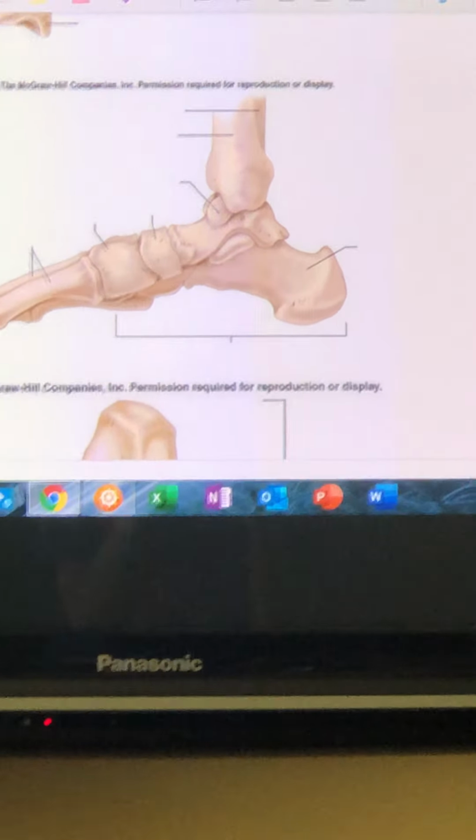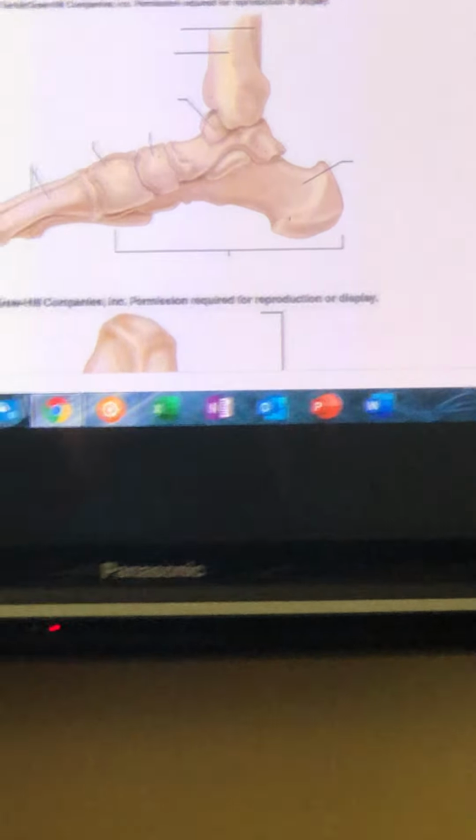Then here's another picture of the foot. If I ask anything here, it would be the calcaneus or the talus. Likely will not ask that. And I'm not going to use this last diagram at all. So hopefully that will narrow it down for you.